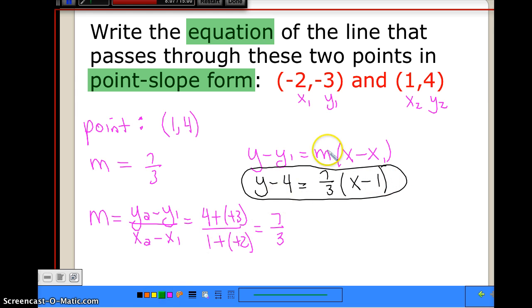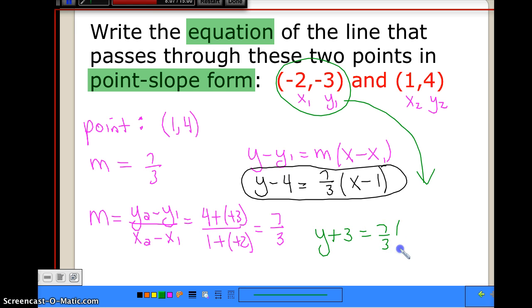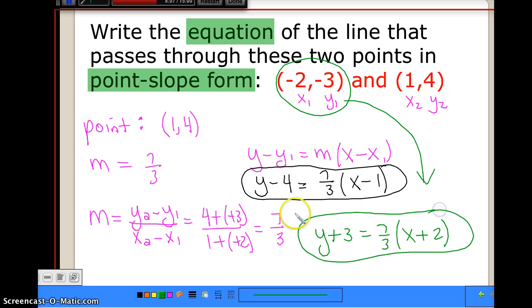If you had done it using this point right here, your answer would have been y minus y1, which would have turned that to a plus, is equal to your slope times x minus a -2 would make that a plus. So that's what the answer would have been if you used the first point. Both answers would get full credit.